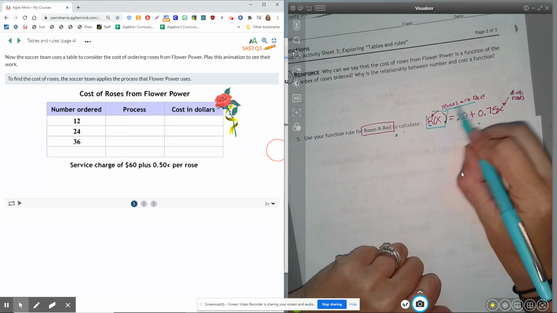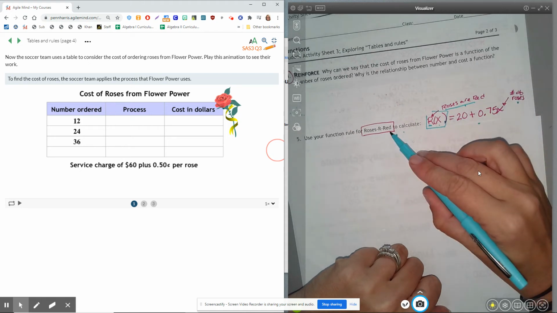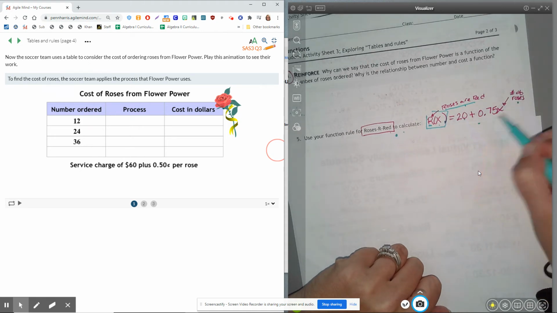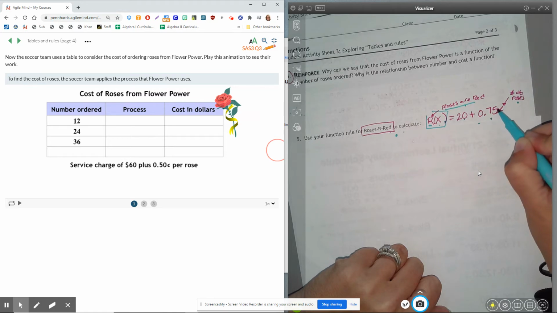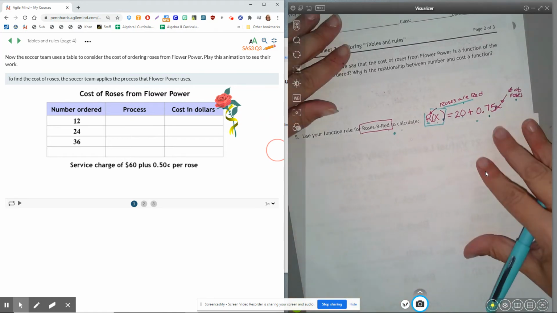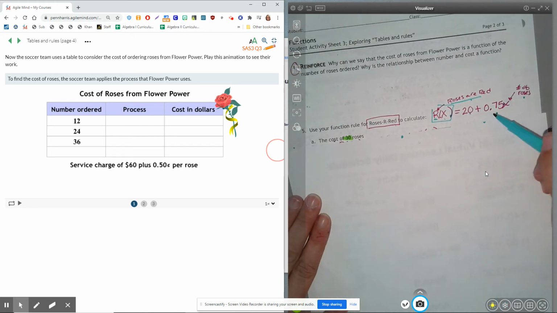The X stands for my number of roses. And again, Roses Are Red company said $20 plus 75 cents per rose. So per, we talked about that. That means to multiply. Okay.